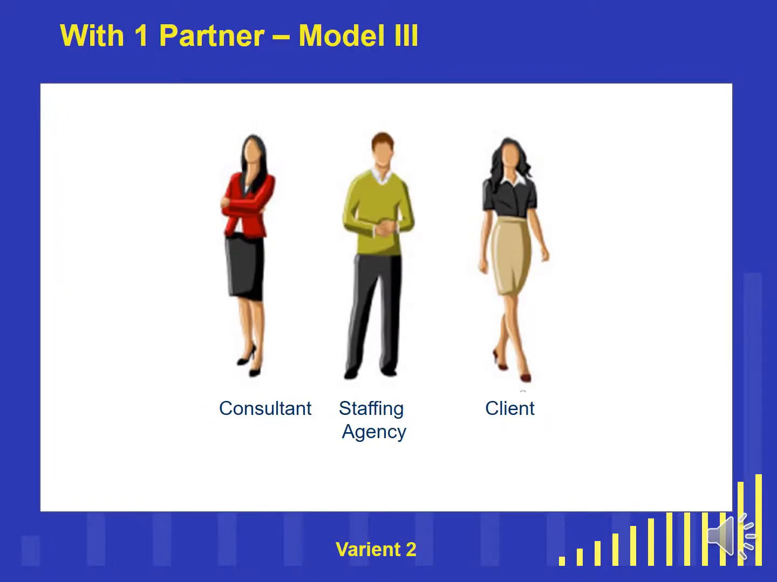Variant 2 of model number 3. Again, the consultant is an independent contractor. There's a staffing agency that acts as a go-between between the consultant and the client company. When the client company needs consulting services from an individual consultant, they contact the staffing agency with their requirement, and the staffing agency does the search. The consultant typically would sign a contract with a staffing agency. The staffing agency would sign another contract with a client.